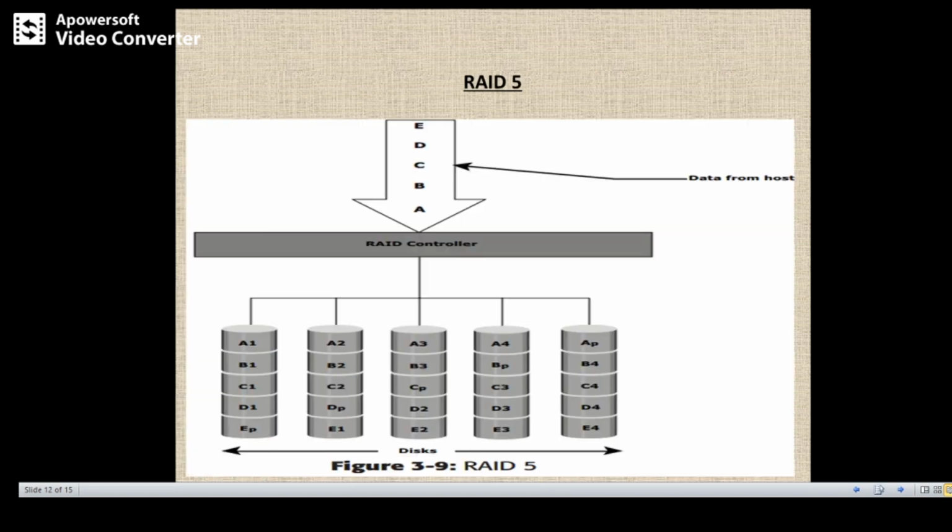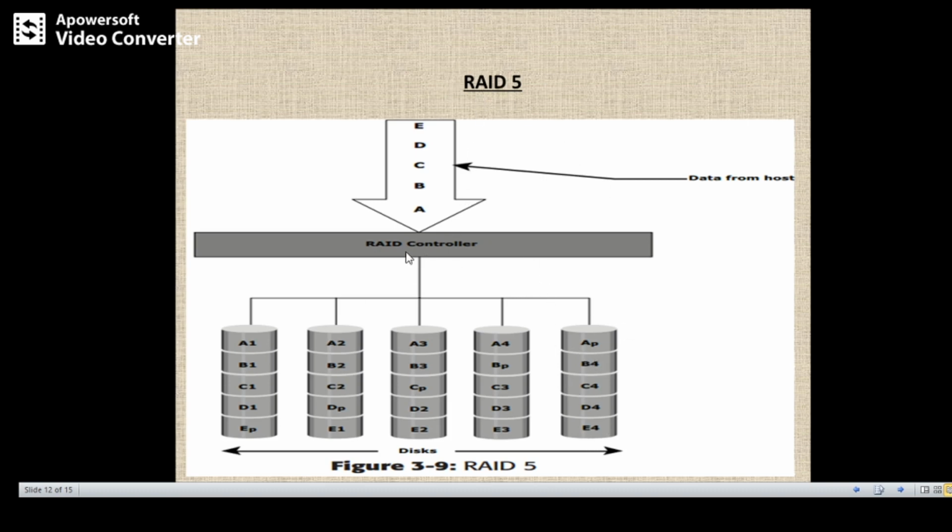Next is RAID 5. In the case of RAID 5, we are using distributed parity. So what is the meaning of distributed parity? The parity will be stored on the other disks. So we are not using a dedicated parity disk to store the parity value.